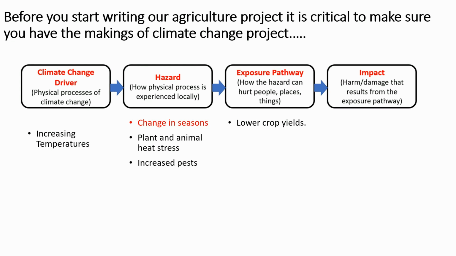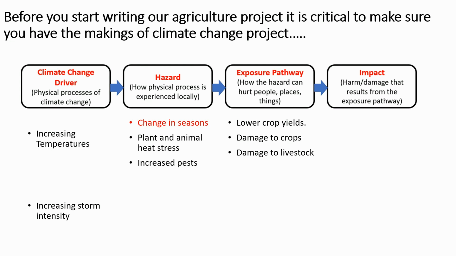Well, they can lead to lower crop yields. Right, lower crop yields come from increased pests, plant and animal heat stress, and damage to crops, damage to livestock, and as you can see, all of these things. So we're telling a story here, and remember, we have to be able to back all of these things up. So we have data and information, we have reports and analyses that indicate that all of these things are true.